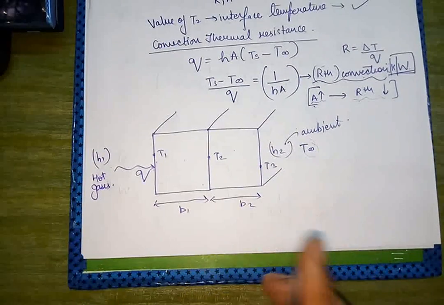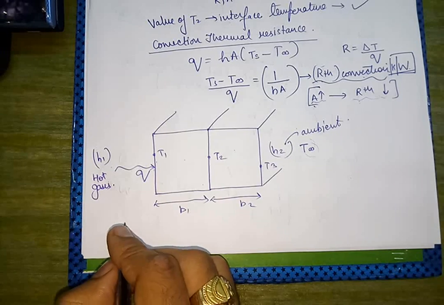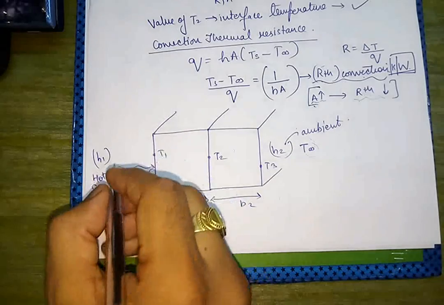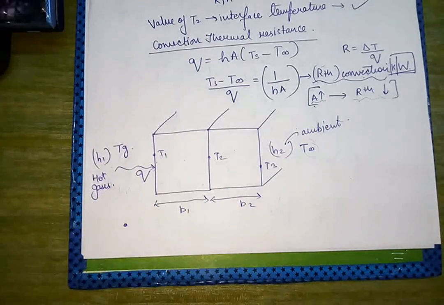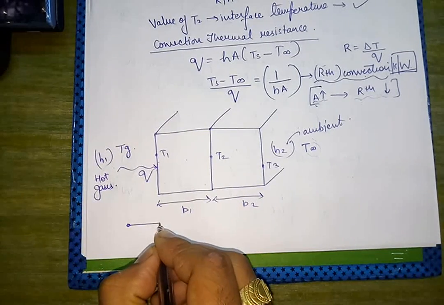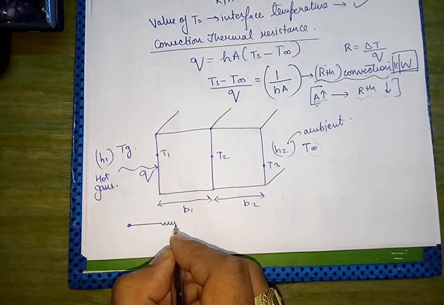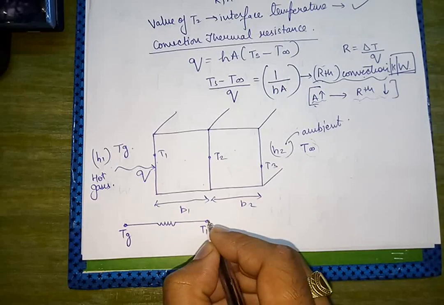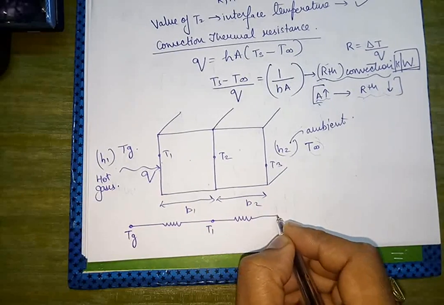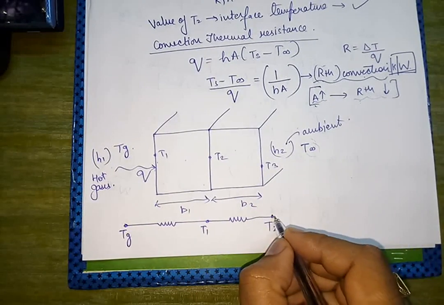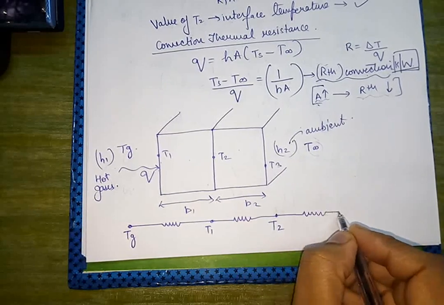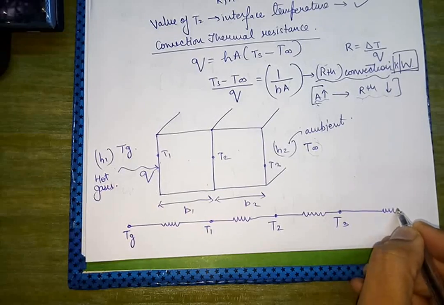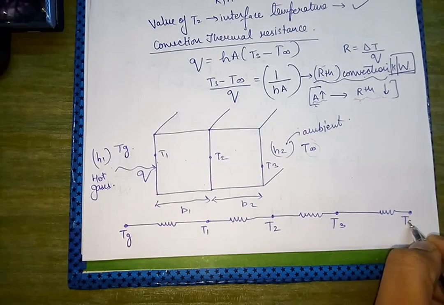Now if we draw a thermal resistance circuit, how will it look? First, the temperature of the gas is, for example, Tg, so this will be Tg, this will be T1, this will be T2, this will be T3, and this will be T ambient.